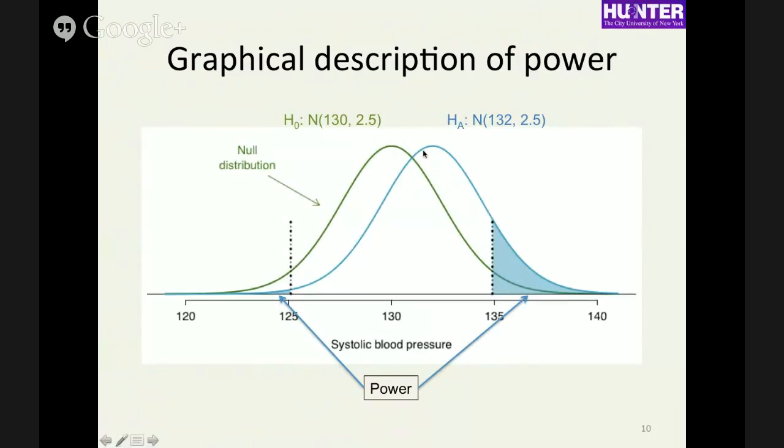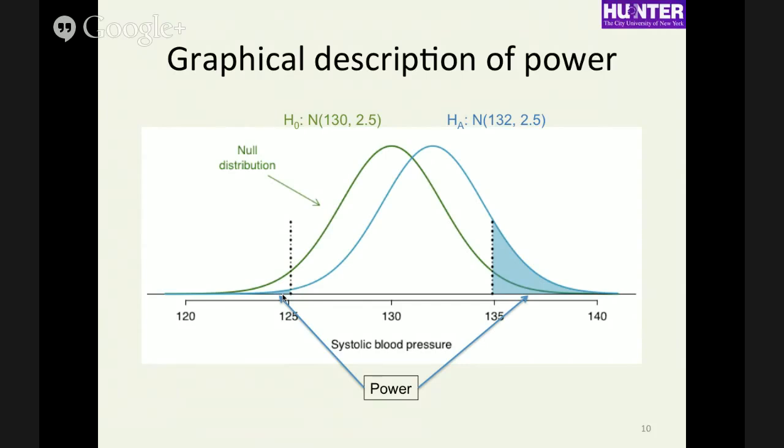You're still not going to reject your null hypothesis all of the time, because sometimes you'll get a sample with a lower mean, sometimes you'll get a sample with a higher mean. Even if these are really different, every now and then you'll get unlucky and find a sample with a small mean where you don't reject the null hypothesis.